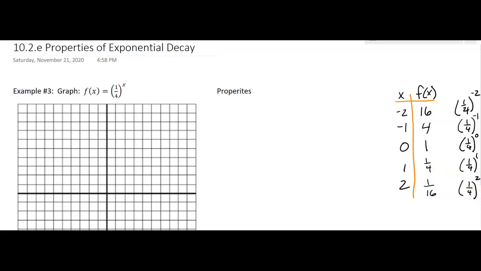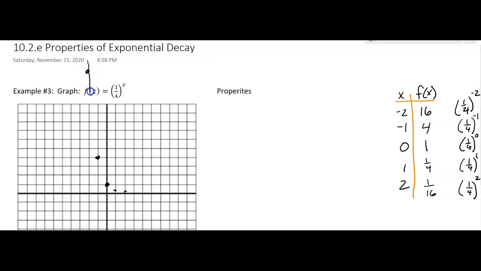Okay, so -2, 16 is going to be way up here someplace. -1, 4, 1, 2, 3, 4, right there. And then 0, 1, which is right there. 1, 1/4, which is kind of there. And then 2, 1/16.